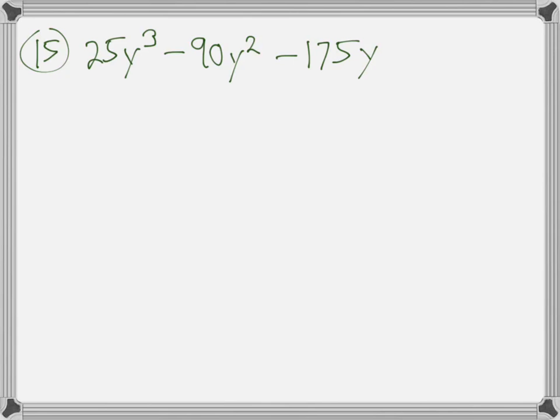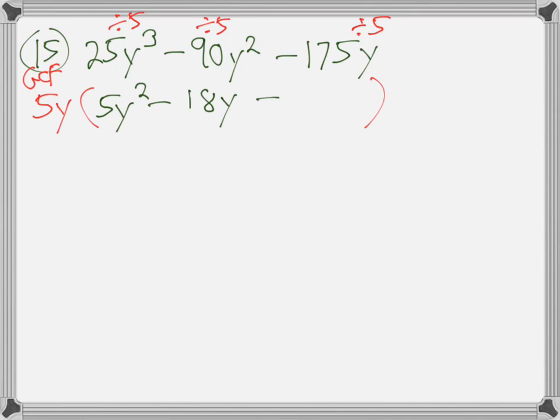So what's the GCF? 5y. 5 and y. That's the GCF. So one big parenthesis, divide all those by 5. Like that, right? Five y squared minus, what is it, 18y? Was it 20 and 35?